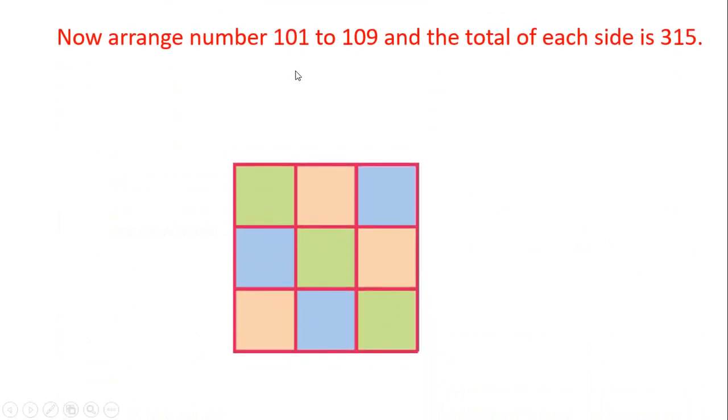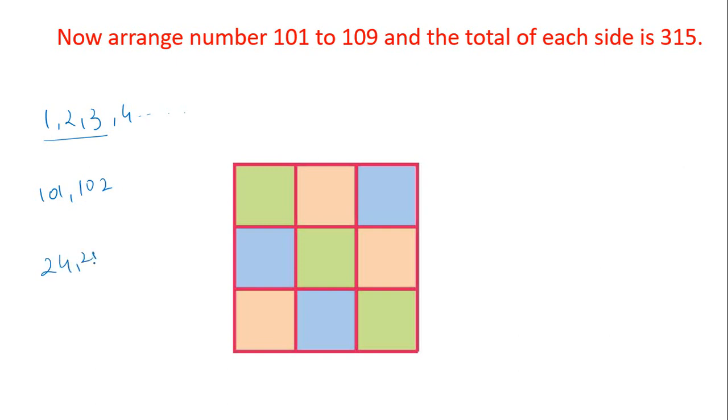Now arrange numbers 101 to 109. The total of each line is 350. Now you have to arrange these 9 numbers in this box. कोई भी 9 consecutive number. Consecutive means 1 2 3 4. These are consecutive numbers. यानी एक के बाद है 101 102.